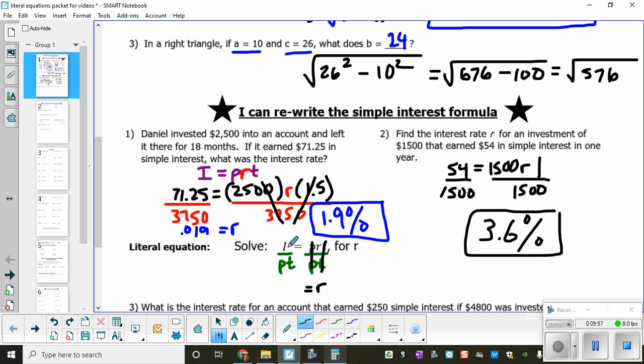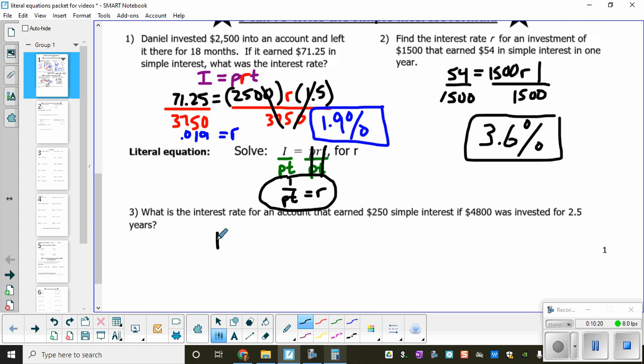Now on this side, to find the rate, like I keep mentioning, it's whatever the interest divided by P times T is. So right here, we have now completed the problem. We have solved the formula for R. It's the interest divided by PT. So that is what solving a literal equation is, y'all. It is rewriting it for a different letter.